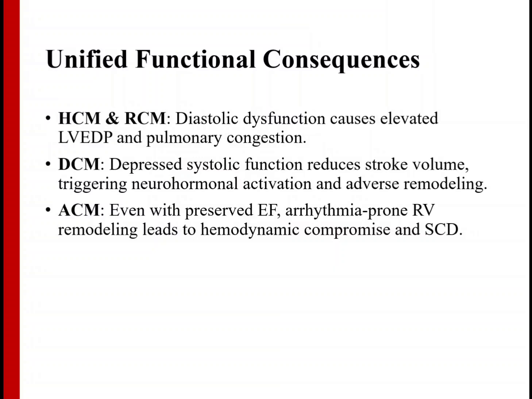Arrhythmogenic cardiomyopathy, interestingly enough, may preserve ejection fraction for a long time, but it is electrically unstable. Why? Because the fibrofatty infiltration on the right ventricle and sometimes the left ventricle predisposes to malignant arrhythmias, often with no preceding drop in systolic function. And this is the classic cause of sudden death during exertion in seemingly healthy young people.